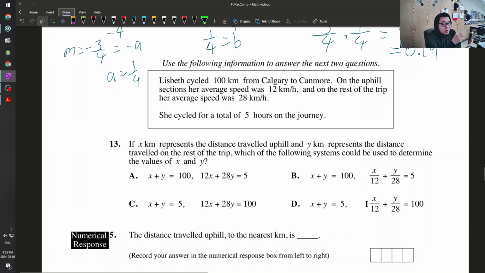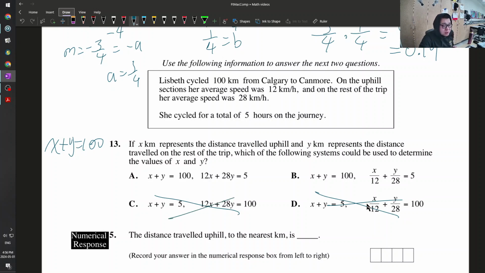Use the following information to answer the next 2 questions. Elizabeth cycled 100 kilometers from Calgary to Canmore. On the uphill section, her average speed is 12 kilometers per hour, and on the rest of the trip, her average speed was 28 kilometers per hour. She cycled 5 hours of the journey. So if x represents the distance traveled uphill and y represents the distance traveled for the rest of the trip, which of the following could use to determine value of x and y? So uphill plus the rest of the trip should add up to 100. So that means x plus y should equal to 100. Right away, that gets rid of C and D here.